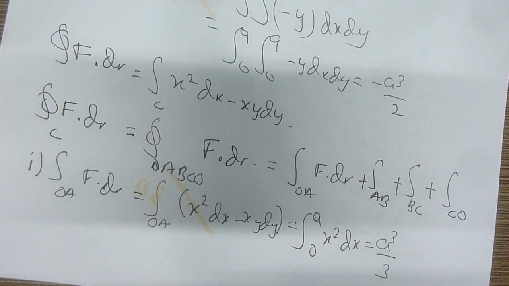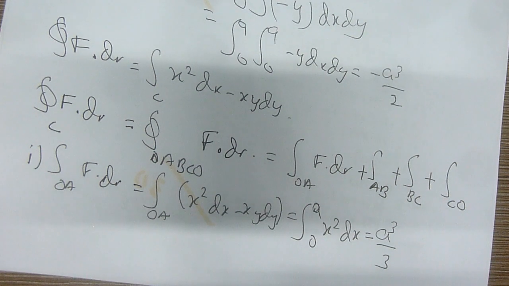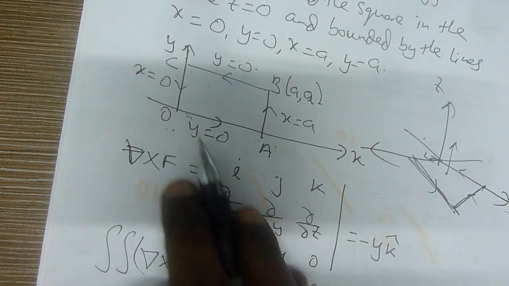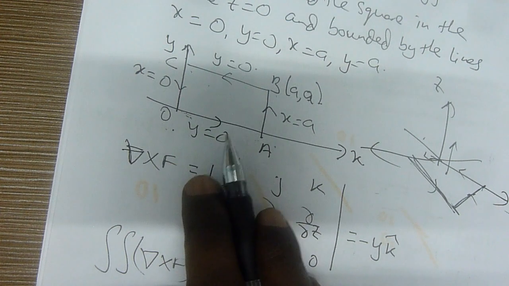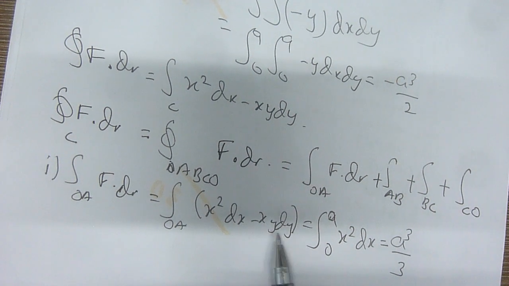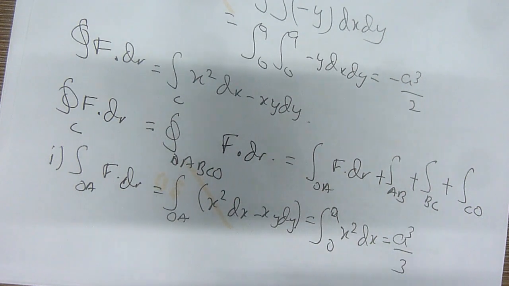Some of you may have a problem. You may say, sir, you're a bit fast, can you slow down a bit? Okay, just OA. Look at this OA. On OA, y is 0. What is dy? Also 0. That means here y is 0, dy also is 0. Therefore, this is the thing that you need to calculate. Can you calculate? Easy, right? Very fast. You managed to calculate.